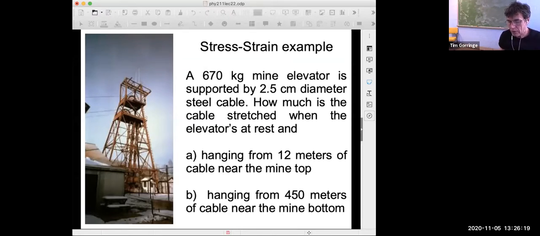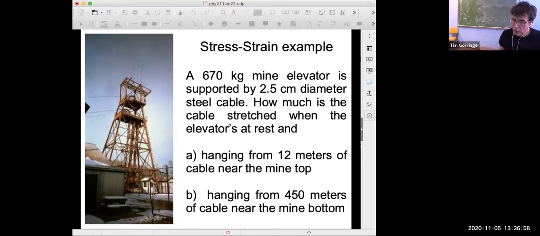And we're told that in this case, the mine elevator has a mass of 670 kilograms. The steel cable has a diameter that's 2.5 centimeters, so it's like an inch diameter cable. And we're asked to figure out how much that cable is stretched when the elevator's near the top of the mine shaft, with 12 meters of cable above it, and when it's near the bottom of the mine shaft, with 450 meters of cable above it.